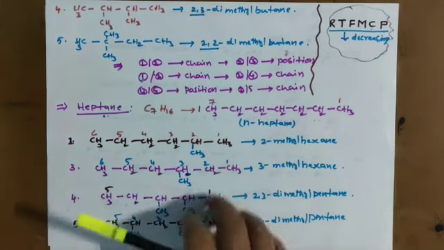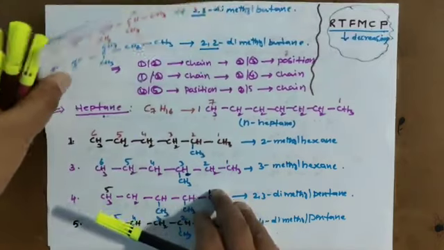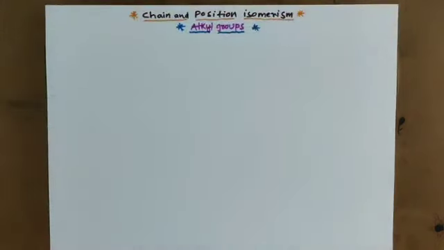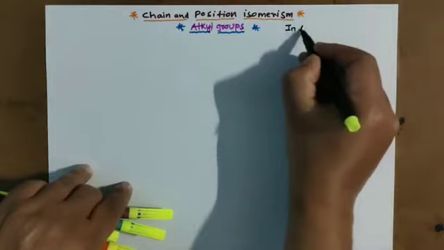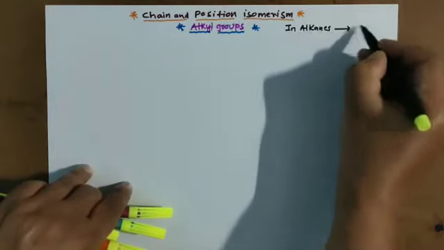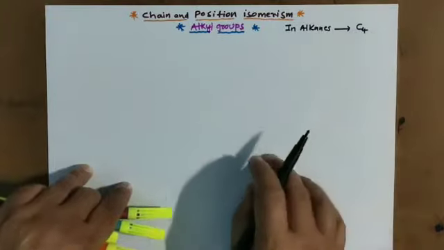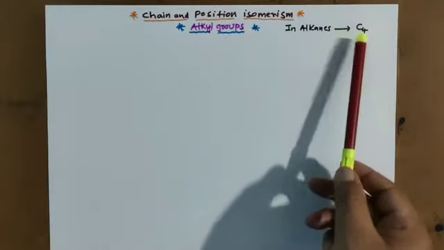Chain and position isomerism. In normal alkanes, we have methane, ethane, propane, butane. But in alkanes, we need minimum 4 carbon atoms. With 3 carbon atoms, there is no chain or position, that is structural isomerism. Minimum we need in alkanes 4 carbon atoms.